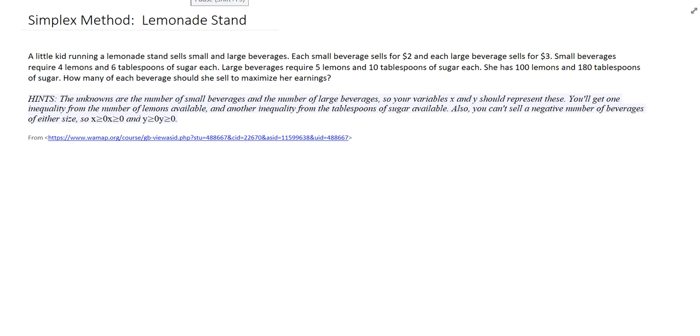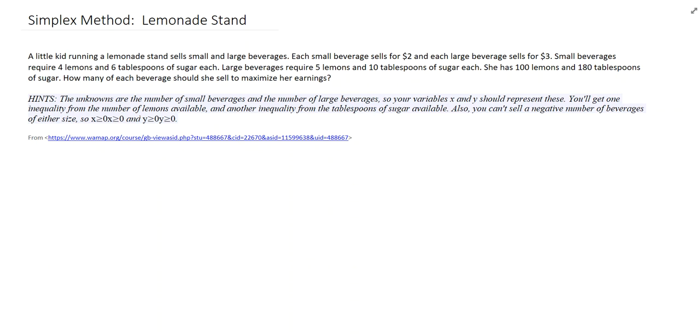All right, I want to solve this simplex problem here. It comes from WAMAP. It says a little kid is running a lemonade stand that sells small and large beverages. Each small beverage sells for $2, and each large beverage sells for $3.